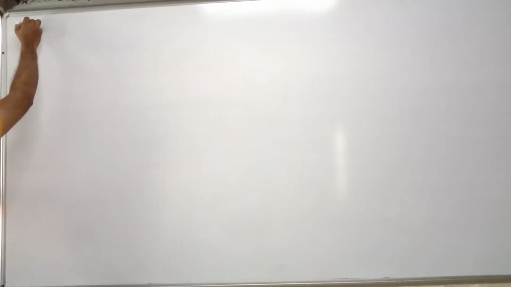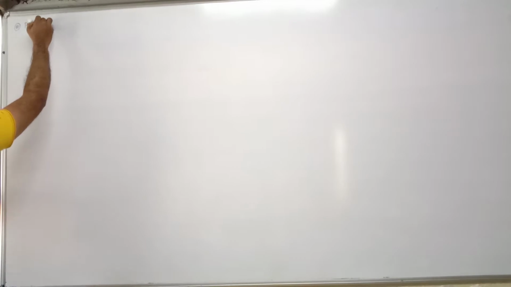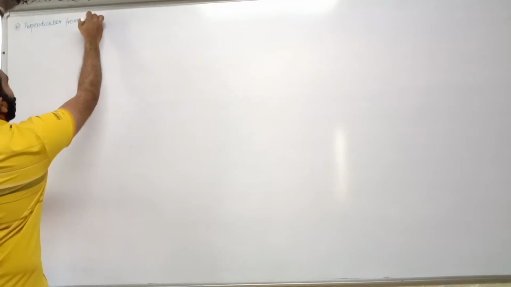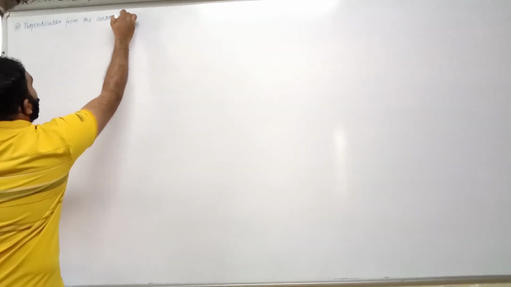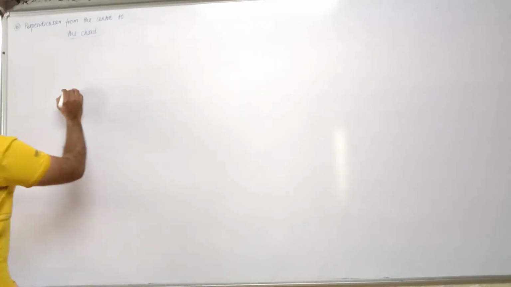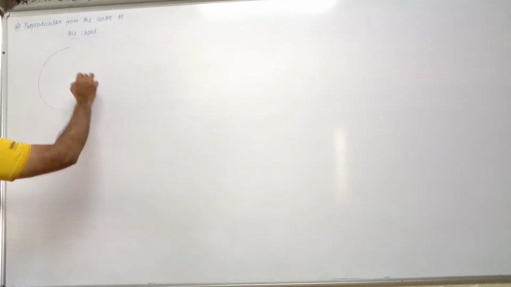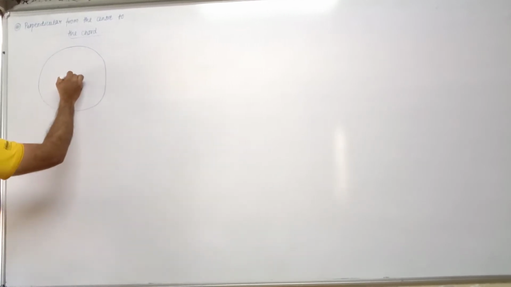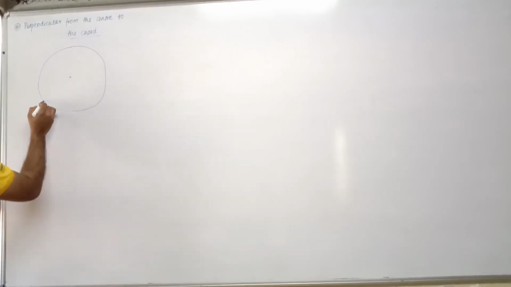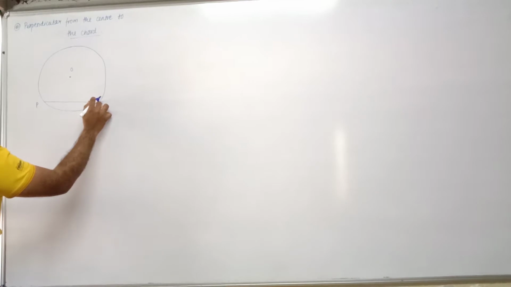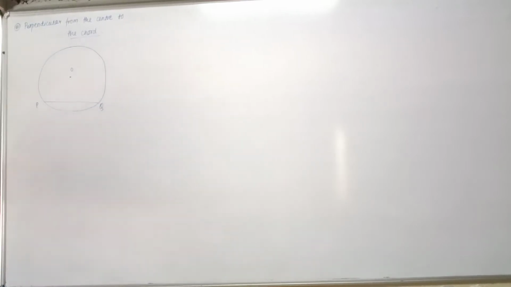Next topic we are going to start is perpendicular from center to the point. So first of all, for any circle with center O and a chord PQ, we are having the center O and a chord PQ.